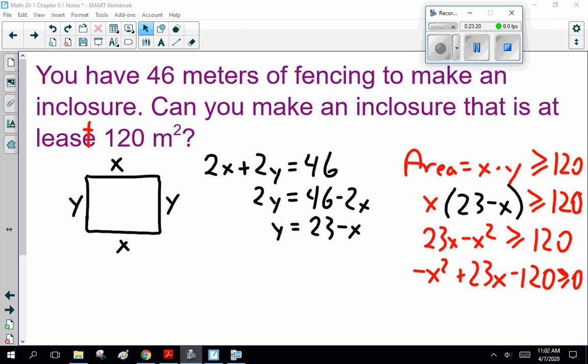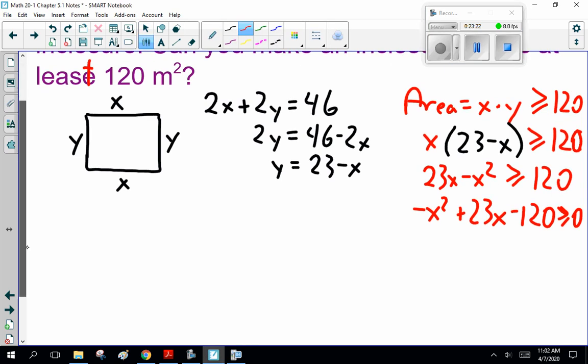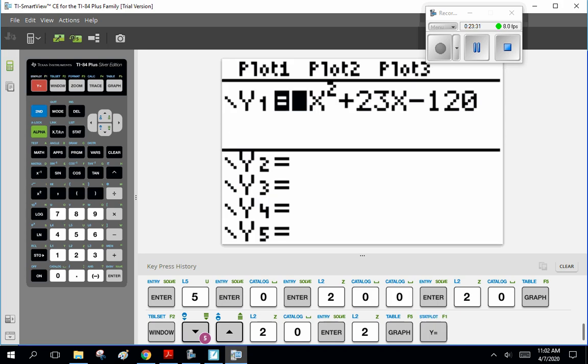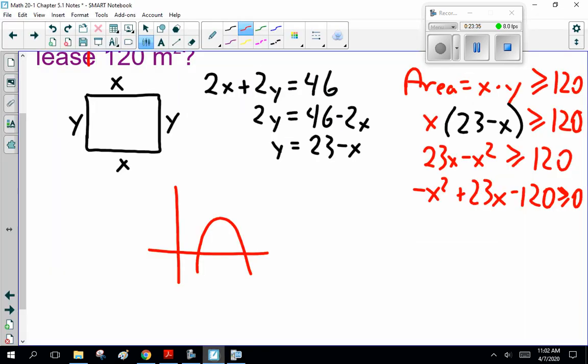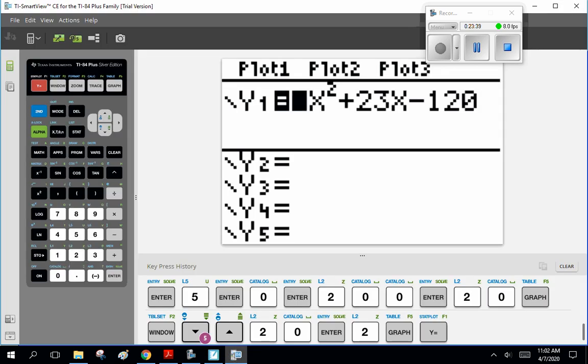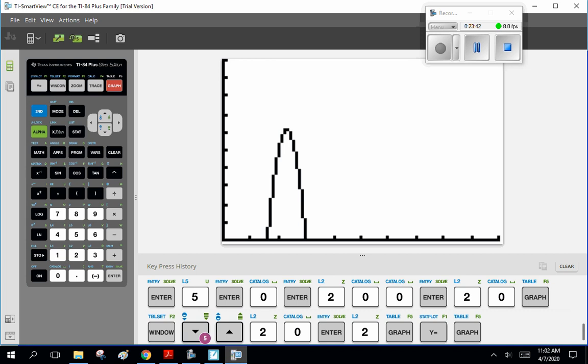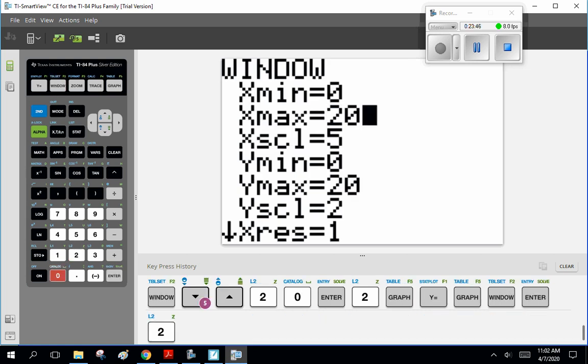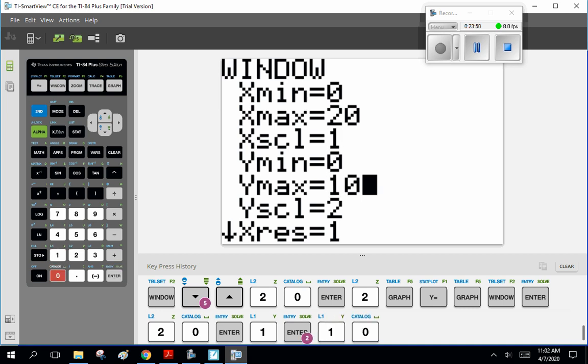All right, so when I graph this, can you make an enclosure? When I graph it, y equals minus x squared plus 23x minus 120. Now just double checking I got that. Minus x squared plus 23x minus 120. I get a graph like this. Now I got to play with my windows a little bit. 0 to 20, groups of 1. I may say 10.